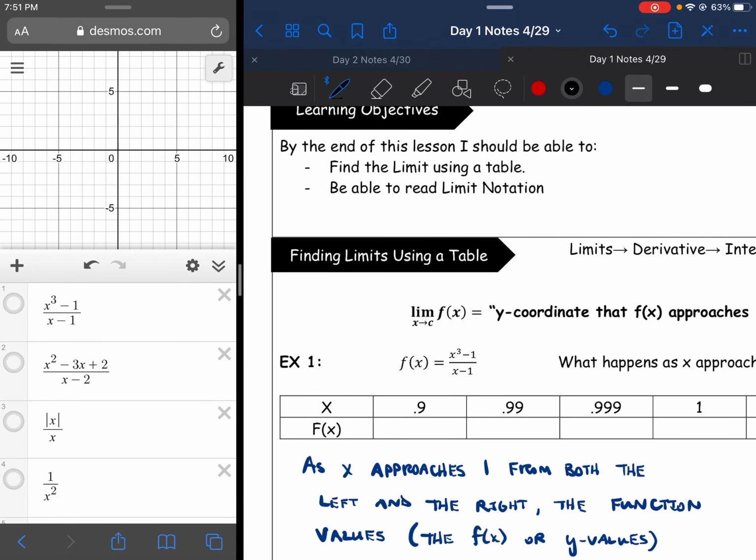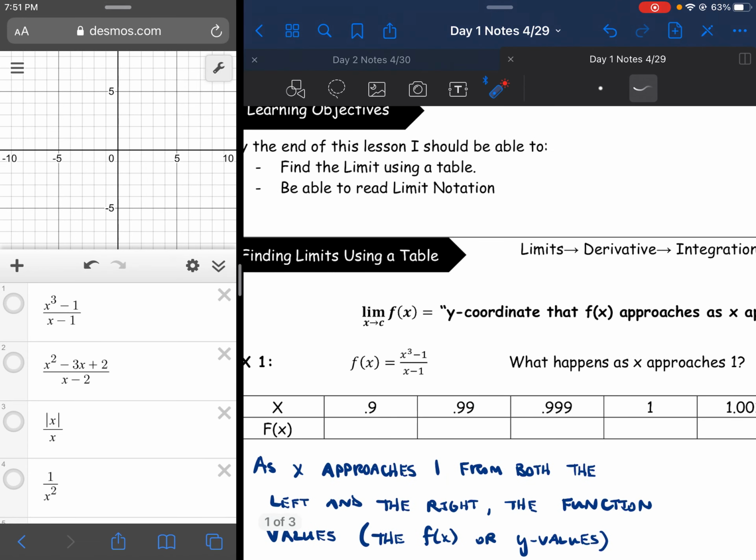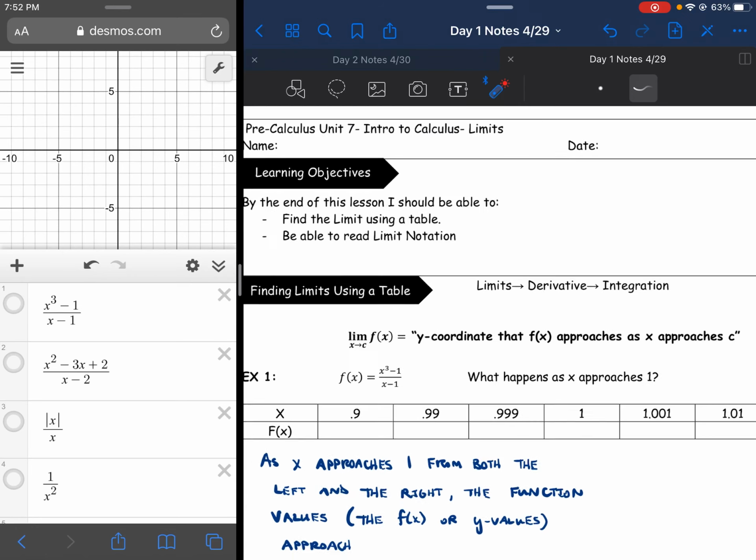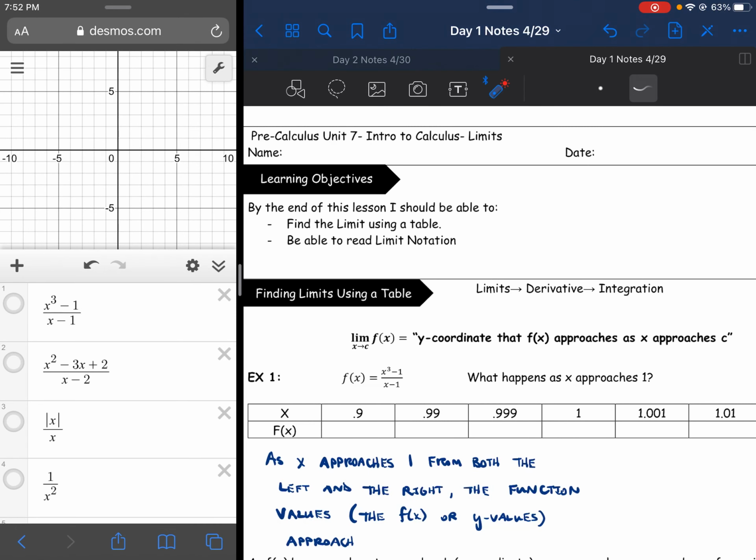We see right here, let me get a laser pointer. This is limit notation. And what this is saying is the limit of f of x, the function, as x approaches c. Okay, so this is saying the limit of f of x as x approaches c. And what this represents is the y-coordinate that f of x approaches as the x values get closer and closer to the c value.